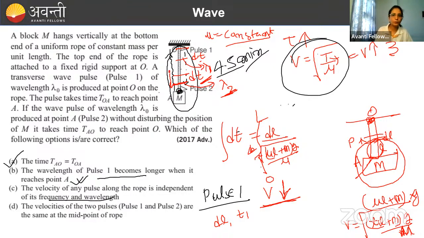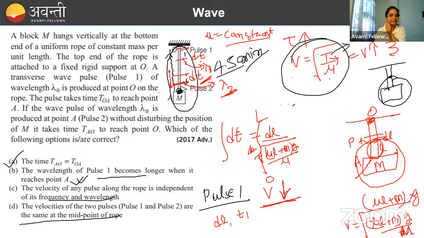Yes? Because velocity ka formula is root of T by mu. It is not depending on frequency and wavelength. The velocities of two pulses are same at the midpoint of rope. Yes. At the midpoint, velocity will be same. Because if you consider the midpoint, yahan pe tension kya hoga? Ek fixed value ka hoga. And if tension is fixed, then velocity will be fixed.